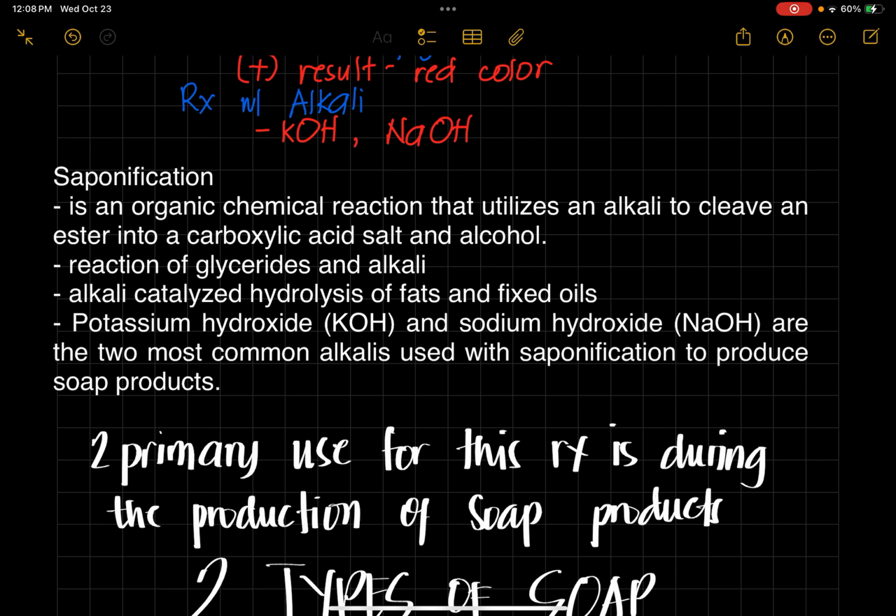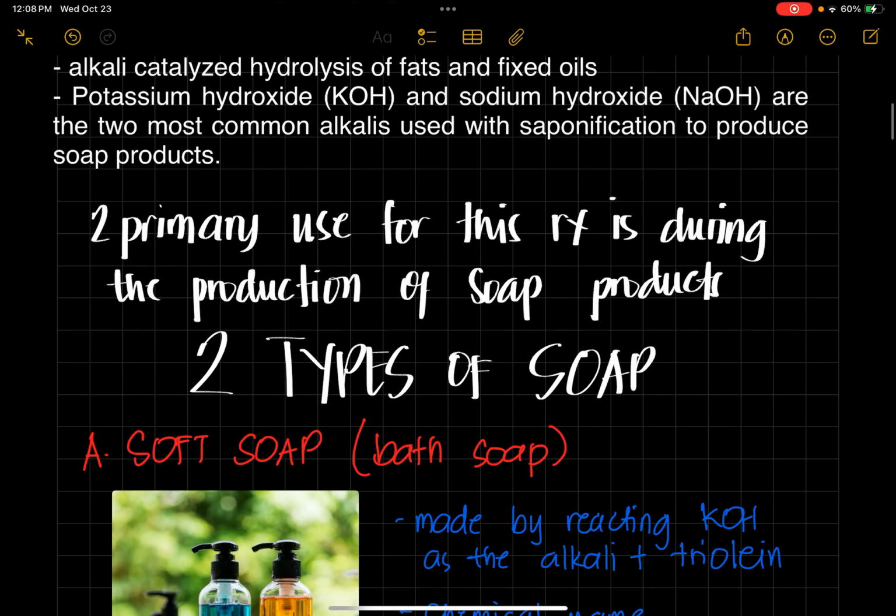So potassium hydroxide, no, or ang aton nga KOH, K for the potassium, OH is for the hydroxide, and sodium hydroxide NaOH are the two most common alkalis used with saponification to produce soap products. So, kung mabalanta na siya kung diin ginagamit si potassium, diin ginagamit si sodium. There are two primary use for this reaction. Is during the production of soap products.